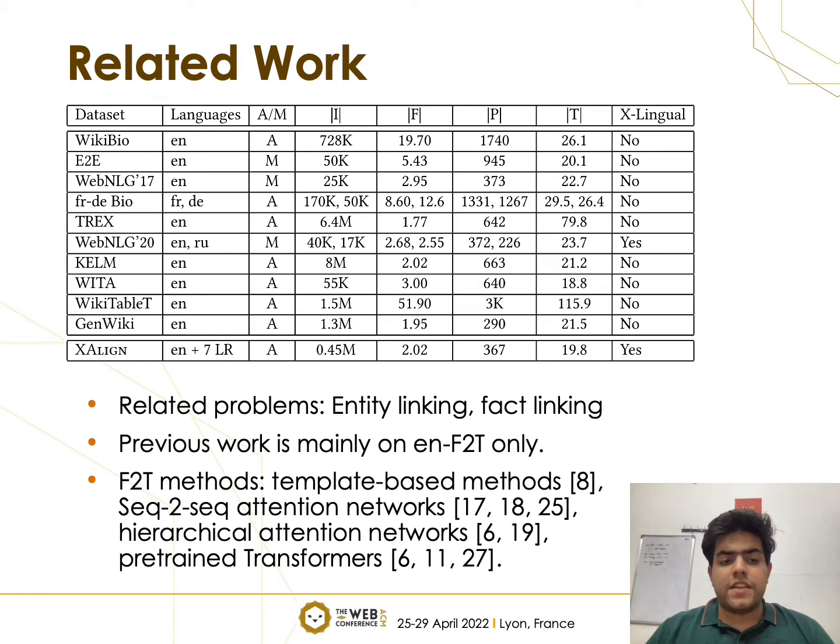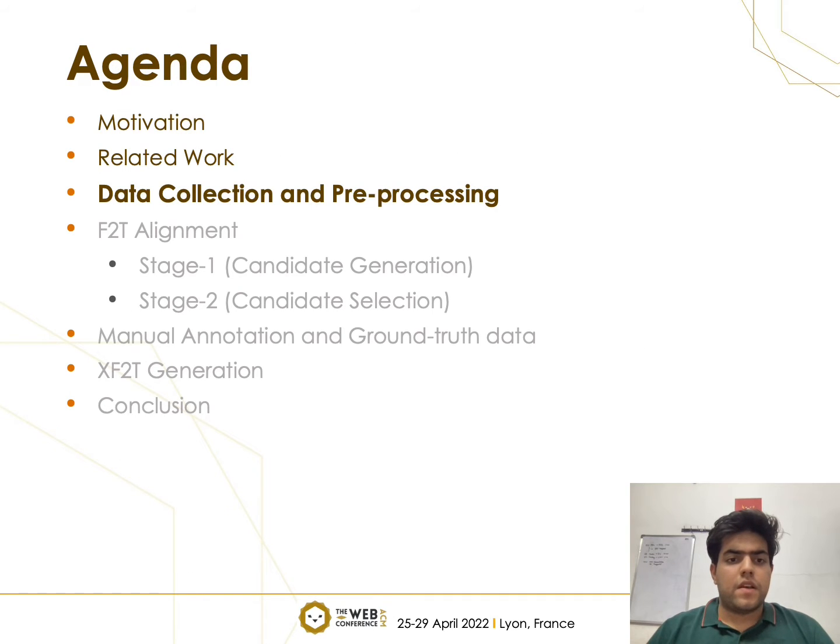Along with this, existing fact-to-text methods include template-based methods like text-for-text generation, sequence-to-sequence attention networks, hierarchical attention networks, or pre-trained transformers. We have used some of these existing methods as baselines for our XAlign dataset in order to perform text generation in low-resource languages. That we'll discuss later. Next, we'll talk about the procedure and pipeline of data collection and pre-processing.